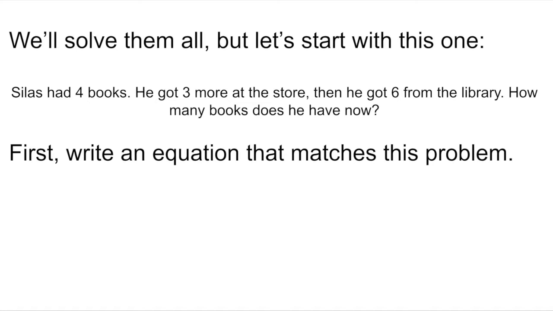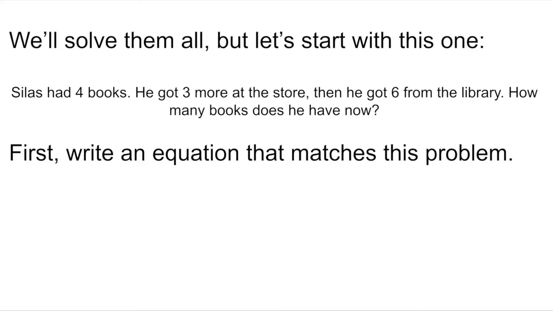So, let's start with the first story problem. Silas had 4 books. He got 3 more at the store, and then he got 6 from the library. How many books does he have now? Okay, so we need to write an equation that matches this problem. To do that, think about what happens in the beginning and middle and end, but also think about what question you're trying to answer. In this story problem, the question is how many books does he have now at the end of all of that business?